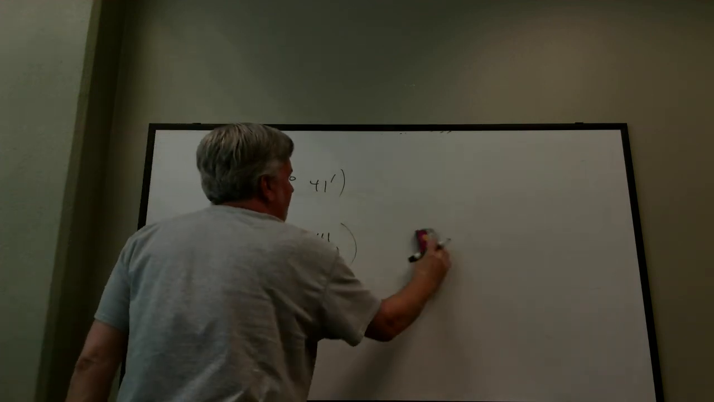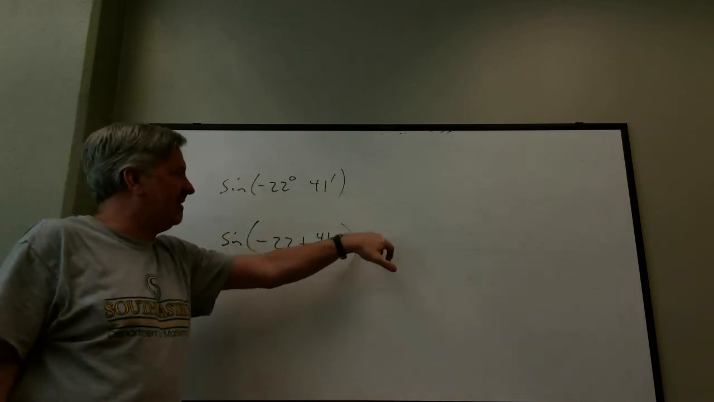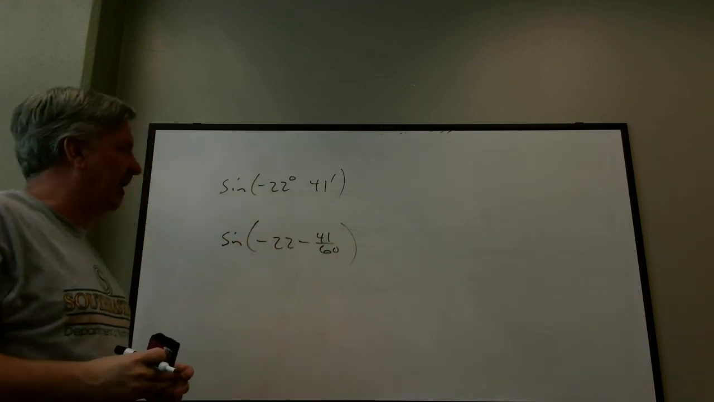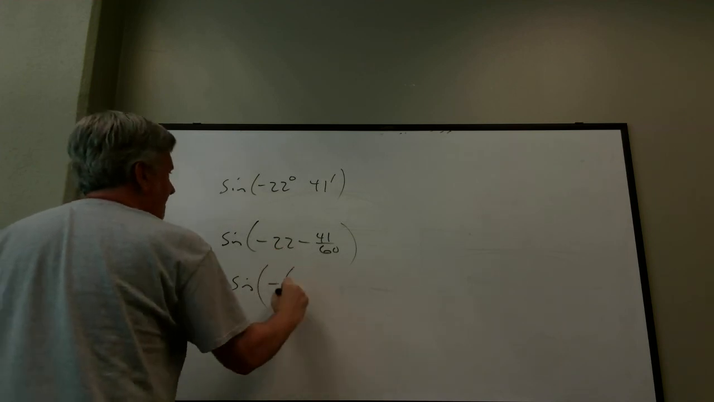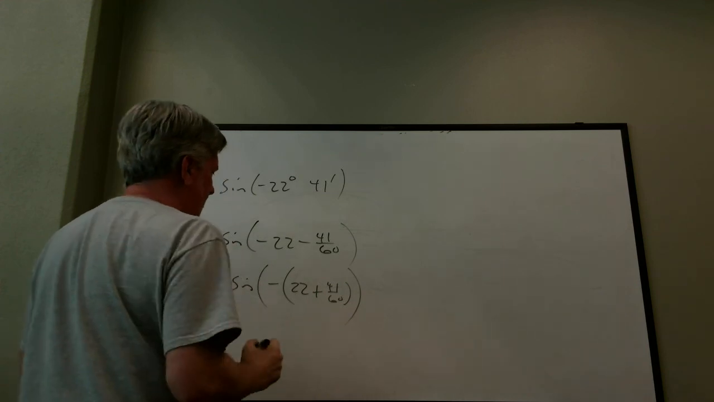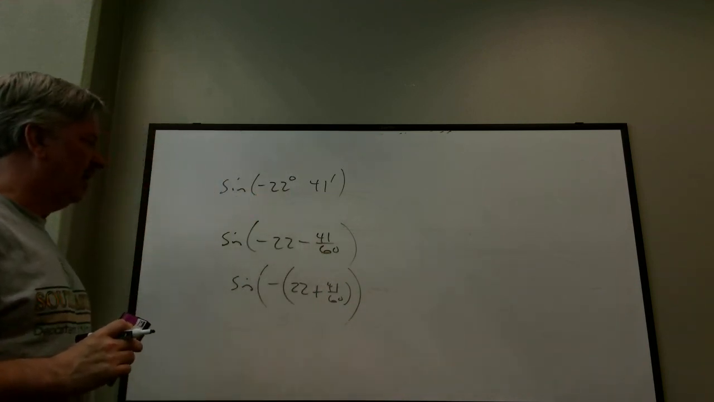If you have a negative angle and you want to type it in the way I do by dividing the minutes by 60 and the seconds by 3600, you have to put a minus sign everywhere, okay? So be careful. Or you could do it this way. Sine of negative of 22 plus 41 over 60. You could do it with the double parentheses, because now when you distribute the negative, you get both. So watch out for that.